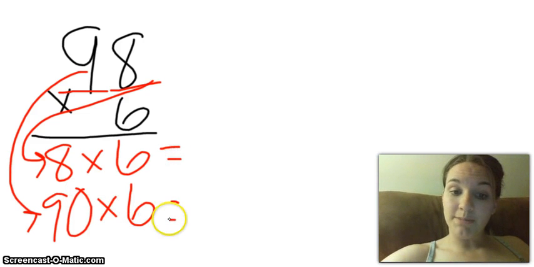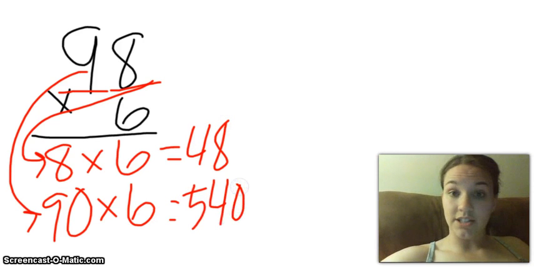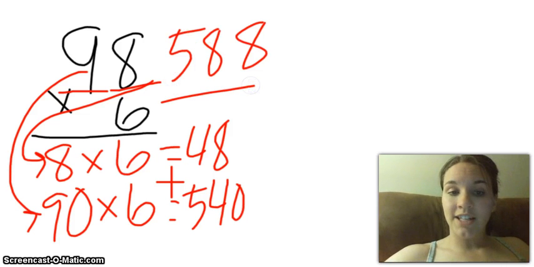I can do both of these mentally in my head. 8 times 6 is 48. 9 tens times 6 is 540. Excuse me. Then I add both of my partial products. So 8, 8, and 5. And then I could say that the product of 98 and 6 is 588.